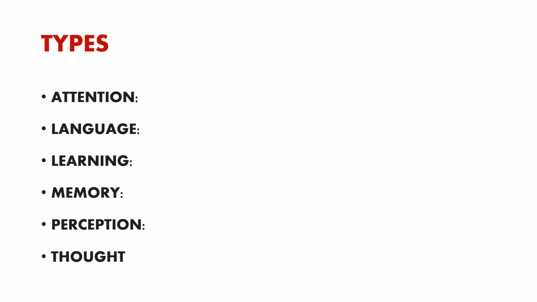Again, I'm just telling you the types. There are different types of cognitive process: attention, language, learning, memory, perception and thought. In the last video, the first session of cognitive process, we discussed attention, and today we are going to discuss perception.